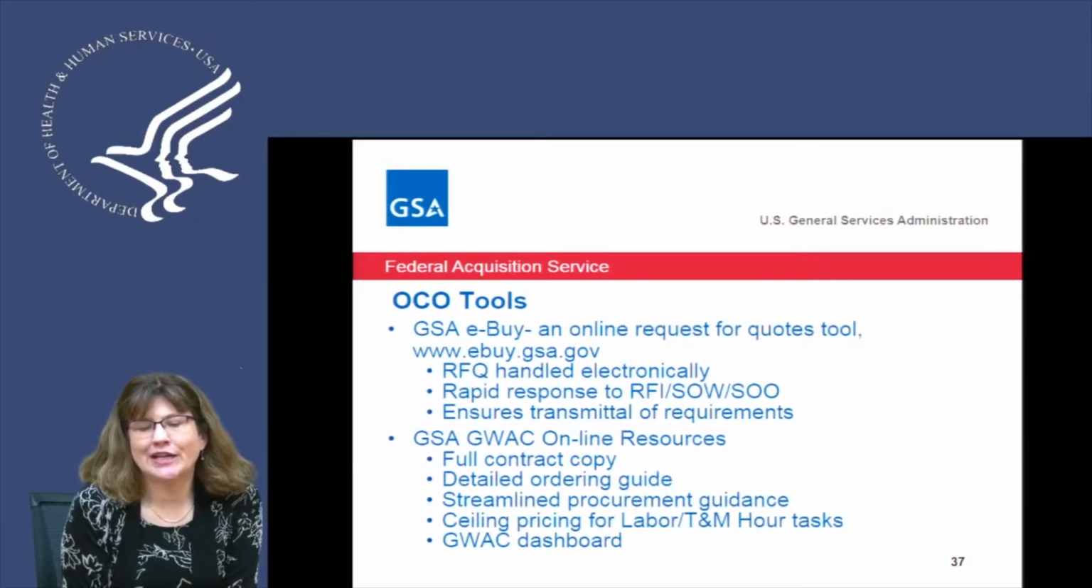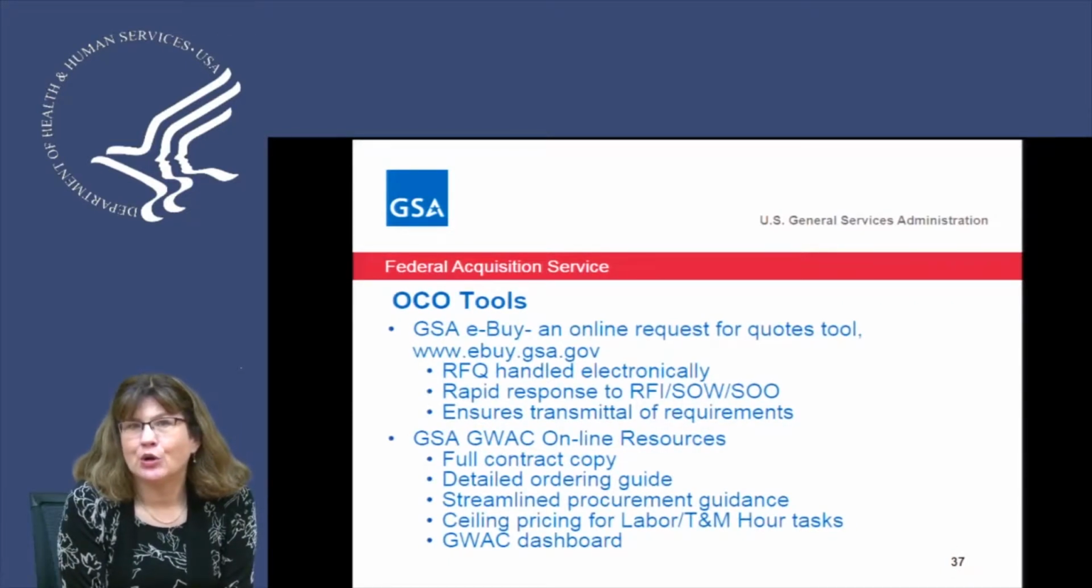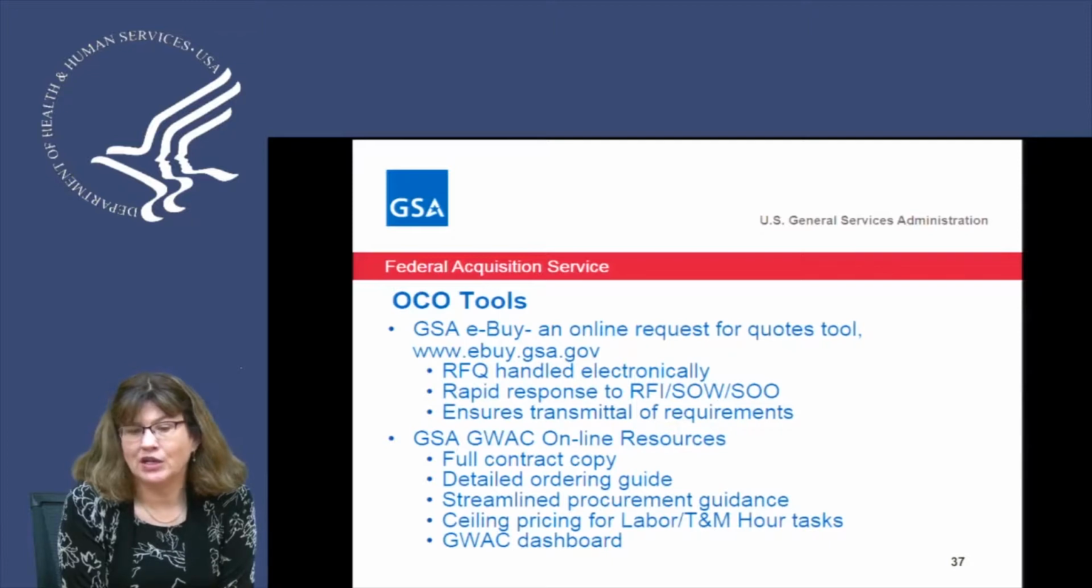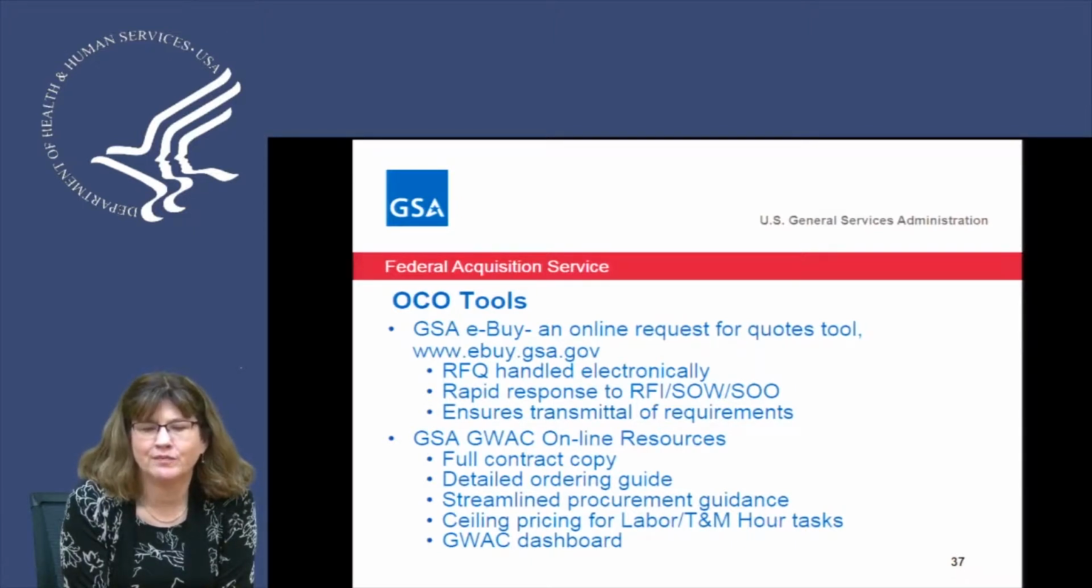So eBuy is a good online request tool to use for your IT service project. You would put it out in eBuy against the contract vehicle that you wanted to use. The RFQ would be handled electronically. The proposals would come back to you in eBuy, and you wouldn't have to hold that inside your email. It ensures transmittal of the requirements to the industry partners in the pool. For example, if you're using VETS Functional Area 1, it would send it all to VETS Functional Area 1 vendors.